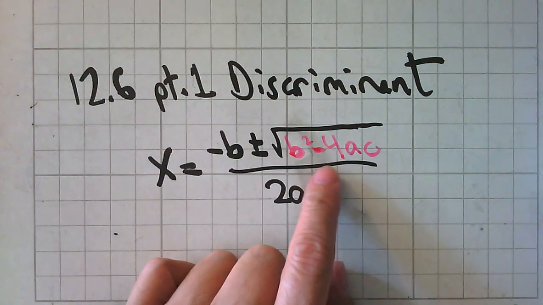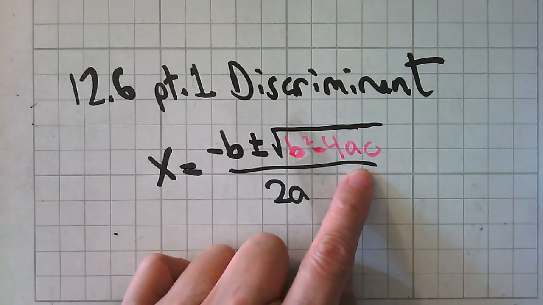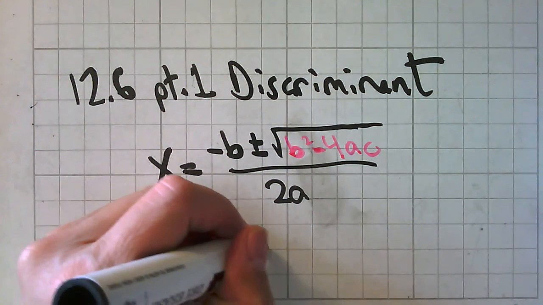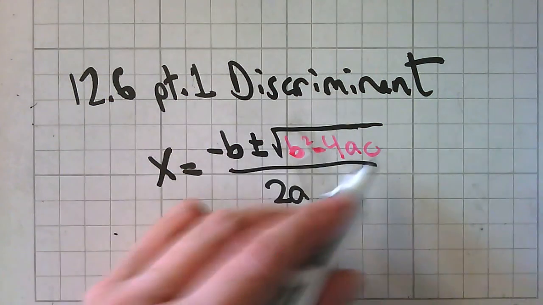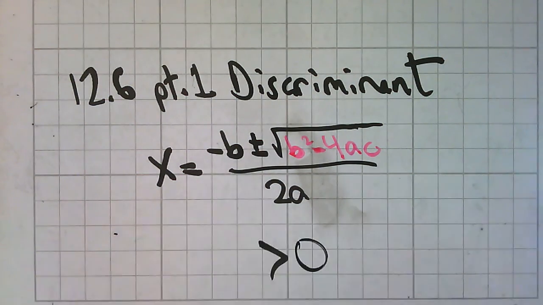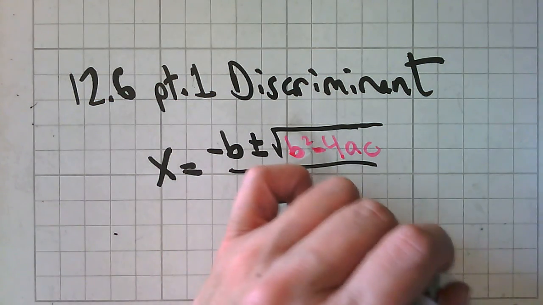I think that's pink. So b squared minus 4ac. This is going to tell us how many solutions we have, okay? So when you plug in, if your expression is bigger than 0, then that means you're going to have 2 real solutions.